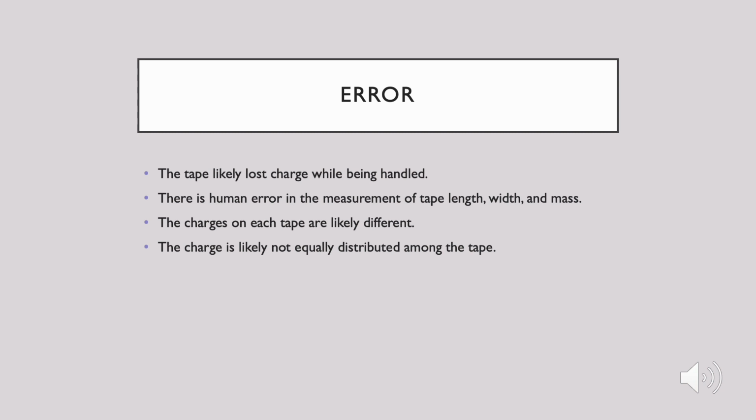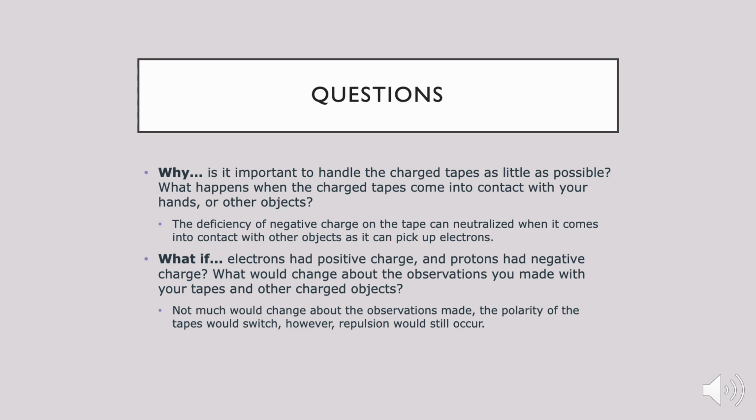So why is it important to handle the charged tapes as little as possible? It's because it could lose deficient or excess charge when it comes into contact with neutral or charged items. And what if the electrons had a positive charge and protons had a negative charge? Well, not much would change about the observations. There would still be a repulsion that occurred, but instead of positive charges repelling, it would be negative charges repelling.